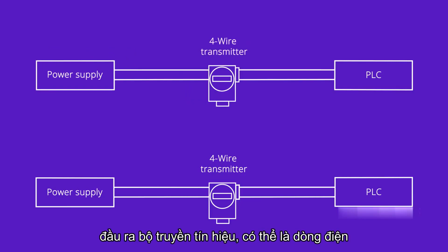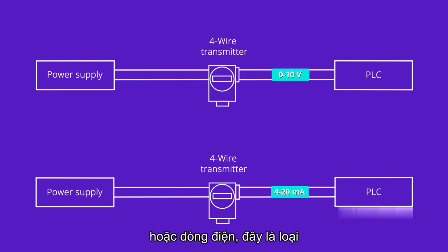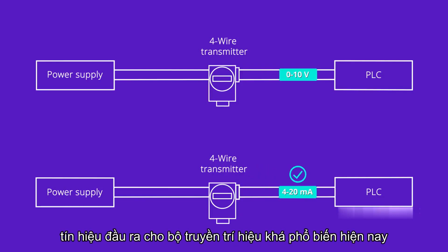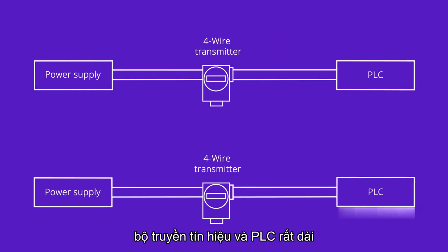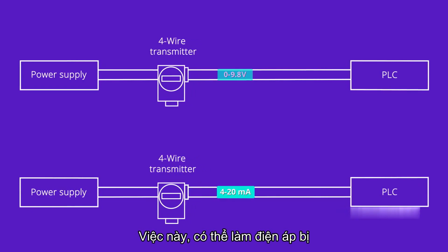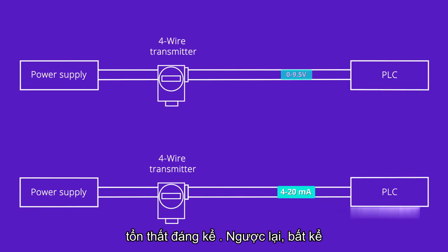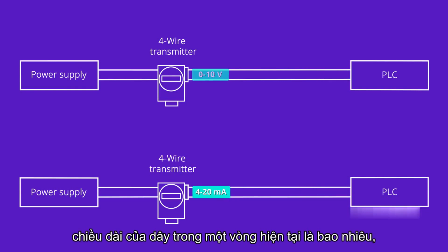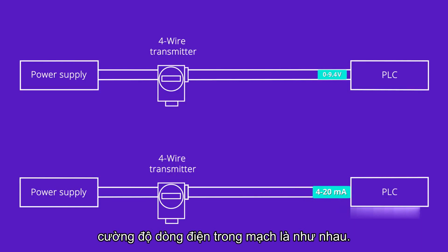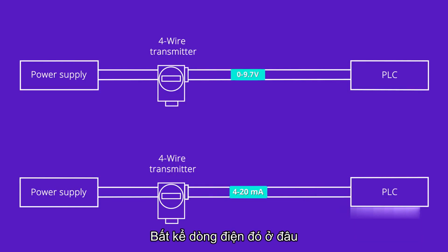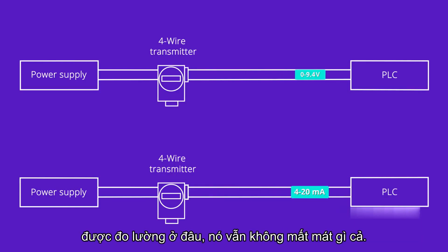Earlier, we said that the transmitter output can be either current or voltage. Current is by far the most common transmitter output signal for many reasons. One reason is, if the wires between the transmitter and the PLC are very long, there could be significant voltage losses across these wires. Regardless of the length of wire in a current loop, basic electrical theory tells us that the current is the same in the circuit regardless of where that current is measured. So, no loss at all.